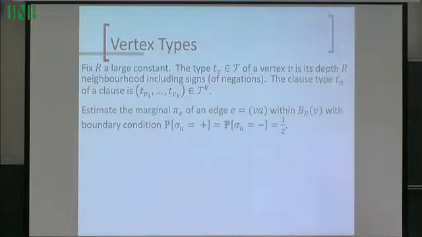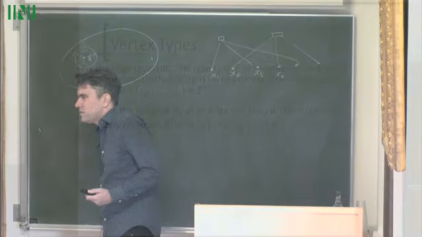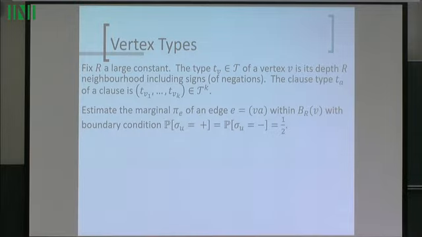Now, if I tell you the vertex type, you could approximately work out what the marginal probabilities should be on these edges. One way of doing that is by setting a reasonable boundary condition on the boundary, essentially just that plus and minus are equally likely, and then working out what the marginal probabilities are at the edges incident to the vertex.